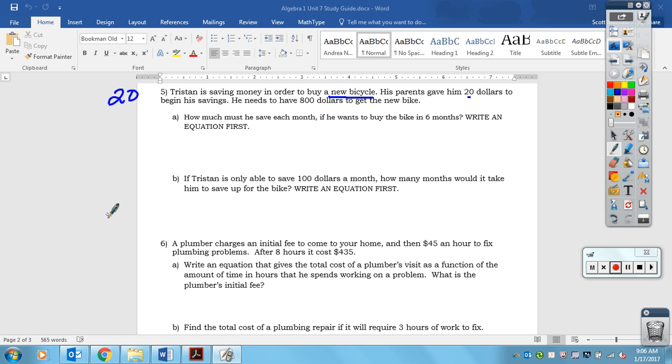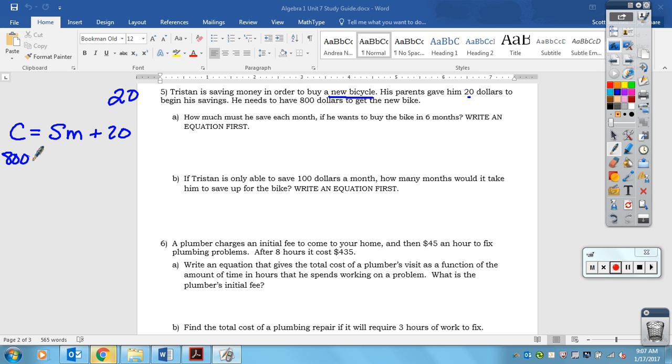He needs to have $800 to get the new bike. How much must he save each month if he wants to buy the bike in 6 months? Write an equation first. So a general equation would be: the total cost of the bike needs to be however much he needs to save, so his savings for every month plus the $20 that he already has. So the savings per month plus the $20 he has needs to equal the cost.